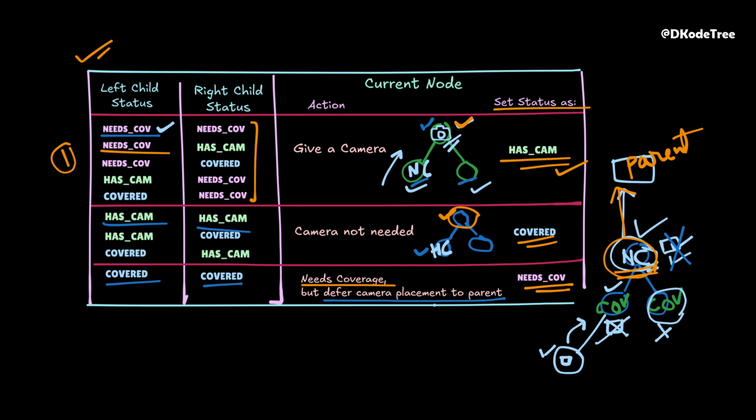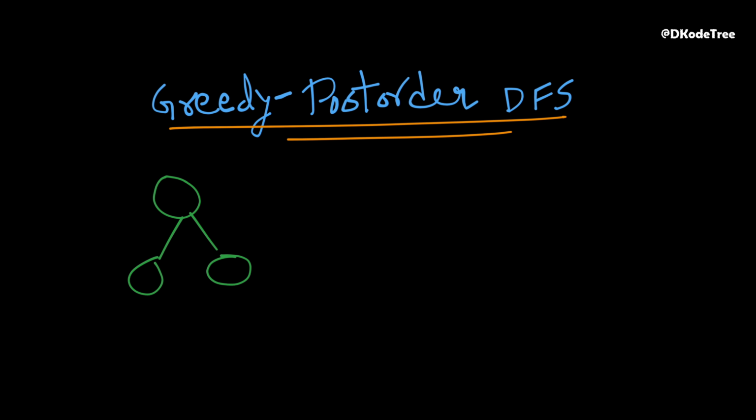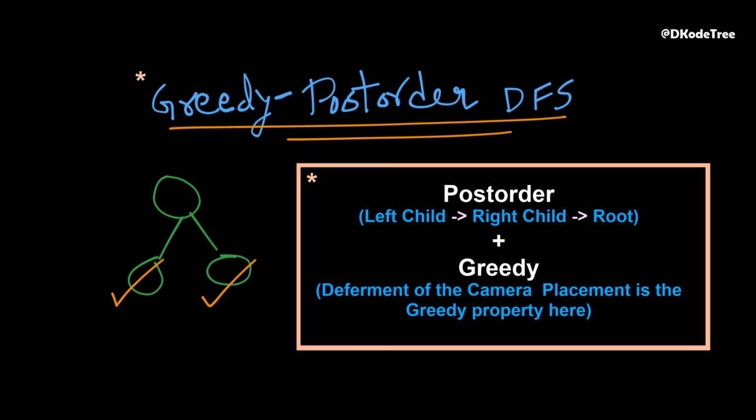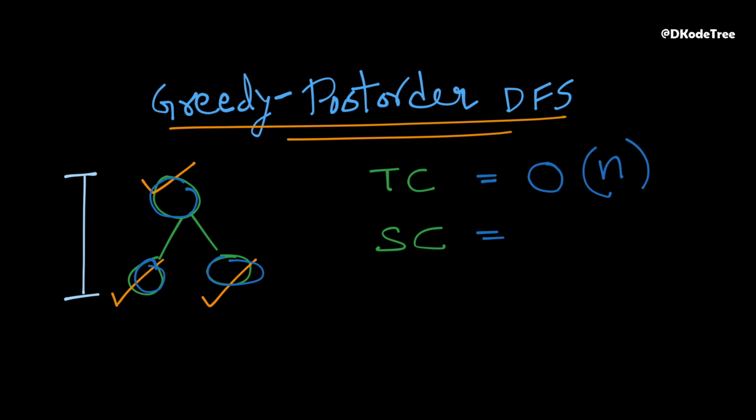So these are all the three cases that we need to check while taking the decision of camera placement at each node. And this we will do using our bottom-up solution, which we can simply implement using a greedy post-order DFS, which simply means while traversing, we will process the child nodes first and then process the current node. As we are visiting each node only once, the time complexity is just O of n, where n is the number of nodes. And the space we are using is just the recursion stack, which grows with the height of the tree. So the space complexity is O of h, where h denotes the tree height.